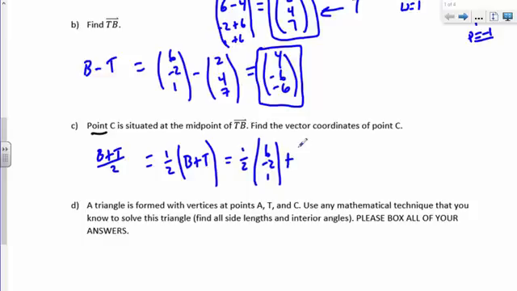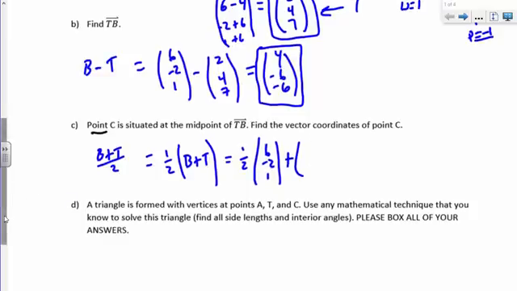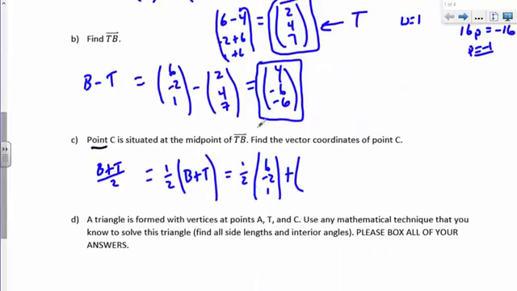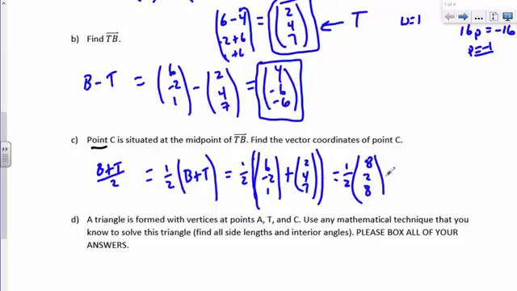And then we're going to add the vector equation for t, and that will be 2, 4, 7, which we found in part A. So it's really this here, if you put it like that. So this will be 1/2 of 8, 2, and 8. So this answer will be 4, 1, and 4. That will be the midpoint. This is point C on TB. Okay.